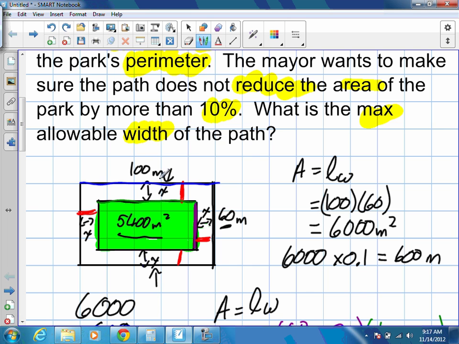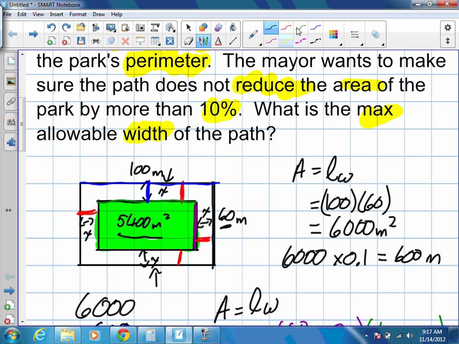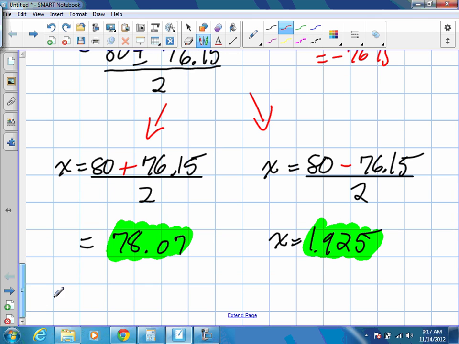But we can take away 1.925 meters. That would make sense. If we take away 1.925 meters from here and 1.925 meters from here, these 2 sides, and we do the same thing down here, we take away 1.925 meters and 1.925 meters. Those are logical answers. So this one doesn't make sense. This is the answer we want to be working with.